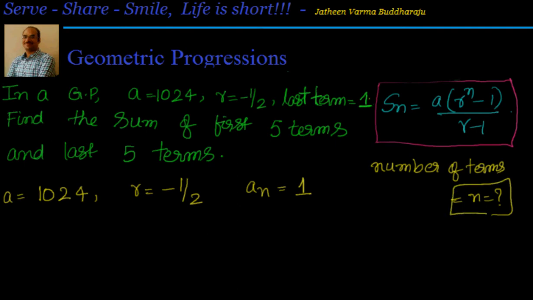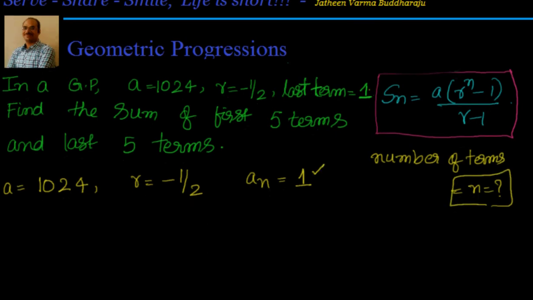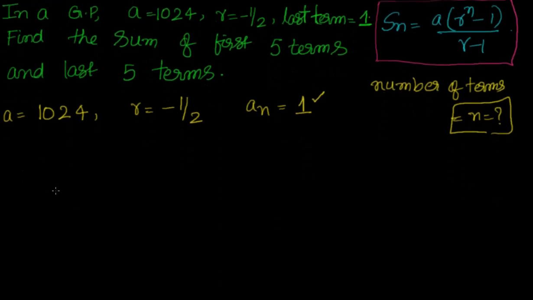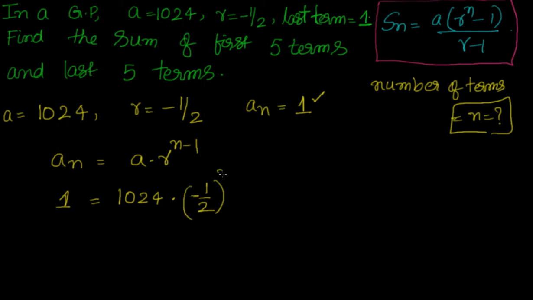So to find that, I will leverage this equation: I know the nth term is equal to 1. So I will write an is equal to a into r to the power of n minus 1. Now we know that an equal to 1 and a equal to 1024, into r to the power of n minus 1, that is minus 1 by 2 whole to the power of n minus 1. So minus 1 by 2 to the power of n minus 1 is equal to 1 by 1024.